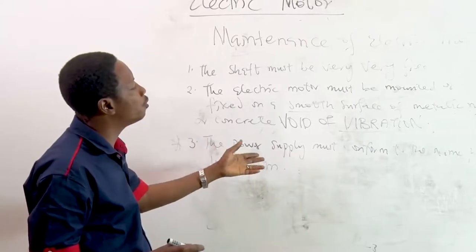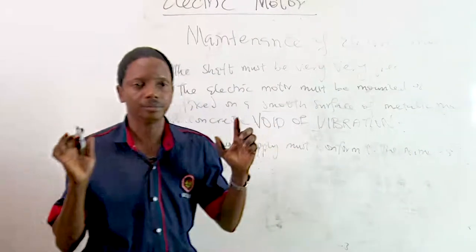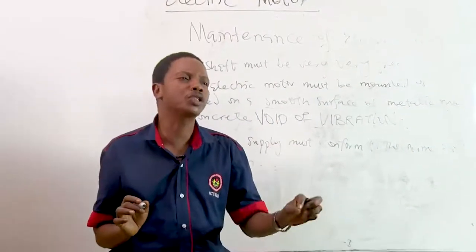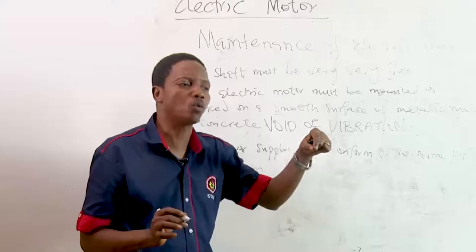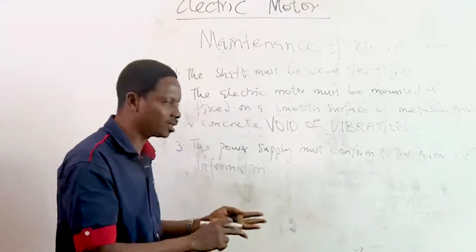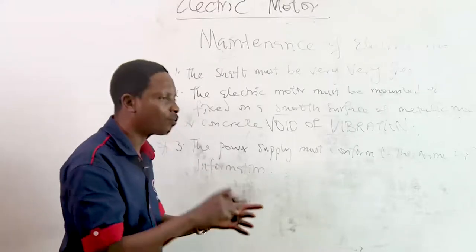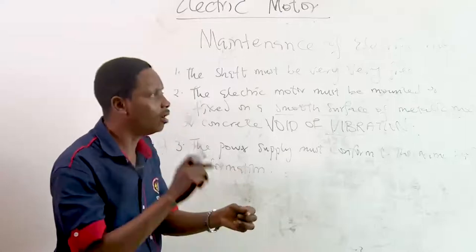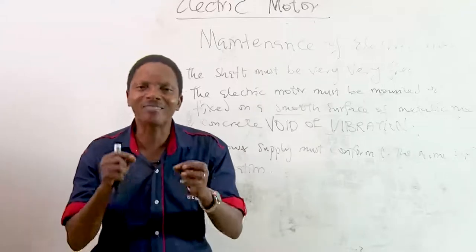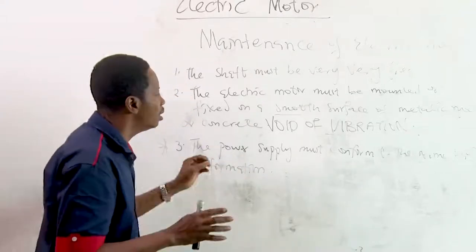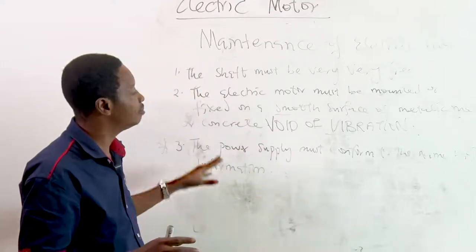The power supply must conform to the nameplate information. Now, listen. All the necessary information that you need for the electric motor that you want to work on is on the nameplate. In terms of power supply, in terms of connection, either star or delta, in terms of power factor, current, and power rating, all the necessary information or data that you need is on the nameplate.